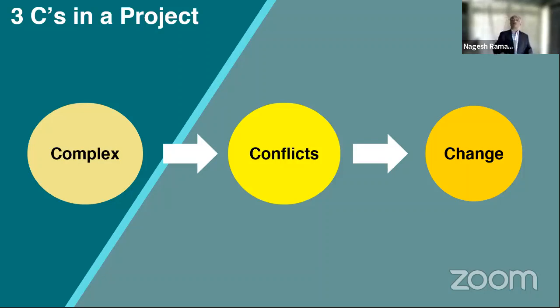Some changes come because of that conflict. Some changes come because of the complexity. Some changes happen because of the environment that the project is in. Some changes might happen because of statutory laws. Some changes might happen because of something that is not available. Some changes might happen because some item has become obsolete. You planned for something, and by the time the project is over, the item that you thought you would put in the project has become obsolete. Now you have to go to the upgraded version. So changes are an integral part of the project. As engineers, we have to manage all these things.